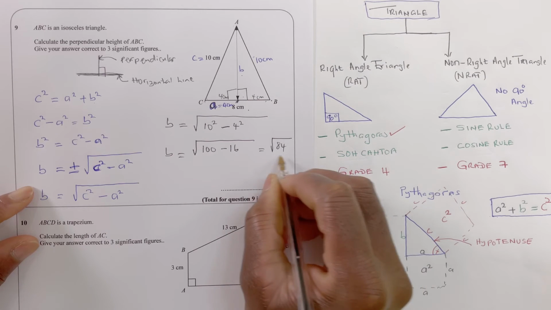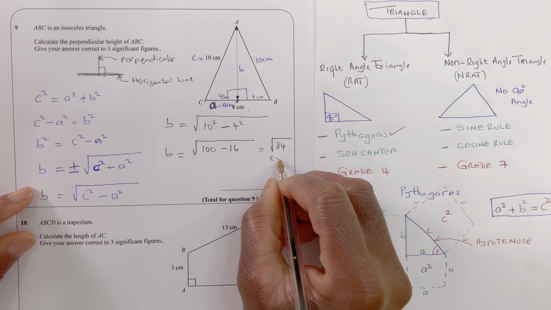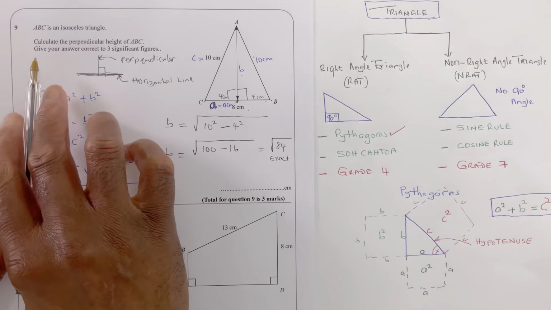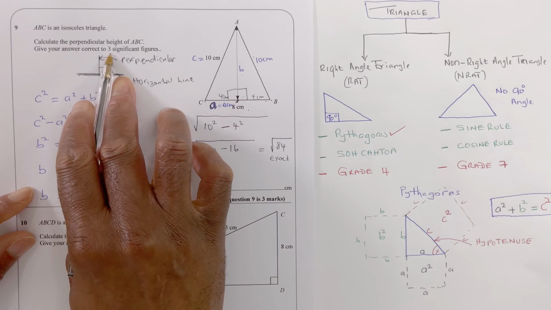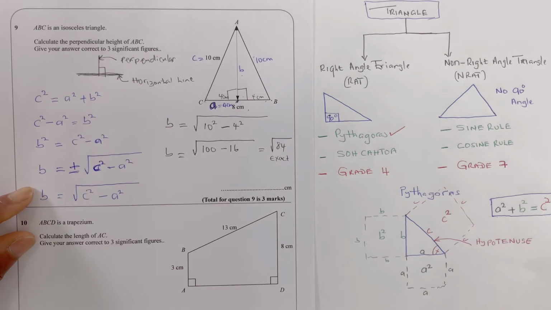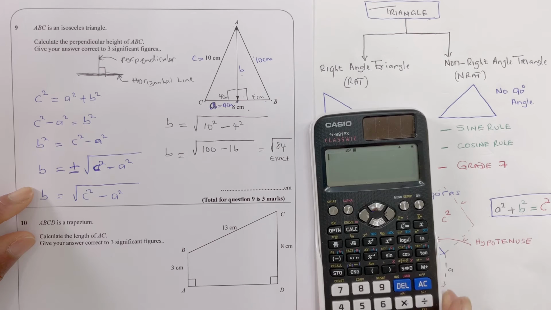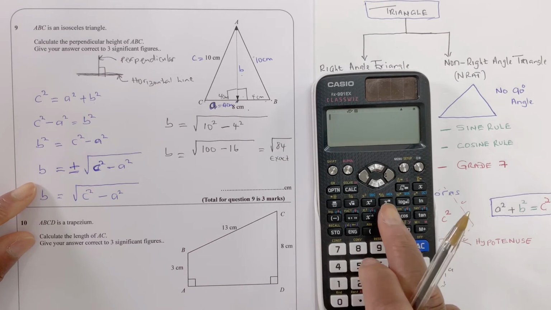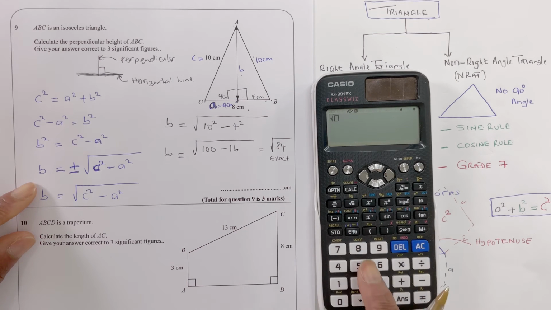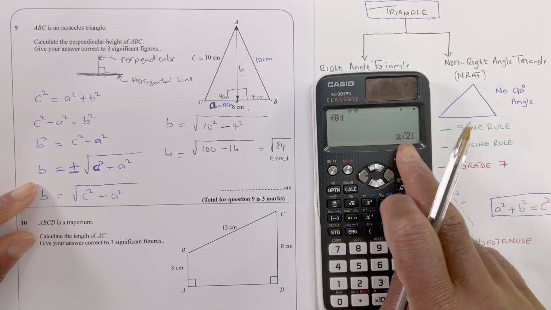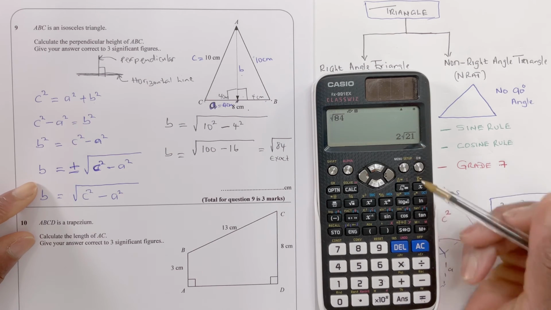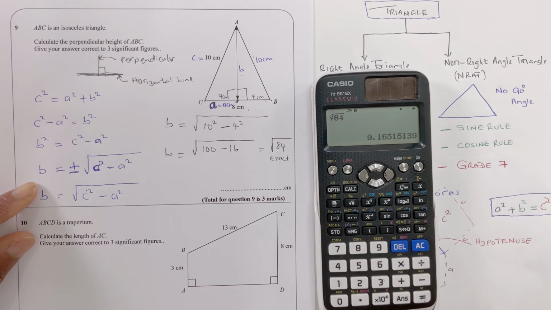So that will be the exact value, but we don't want the exact value because the question says give your answers to 3 significant figures. So I have to convert that into what we call a decimal. So root of 84 is going to be 2 root 21. That's in surd form, but we don't want it in exact value, so we have to press standard to decimal.